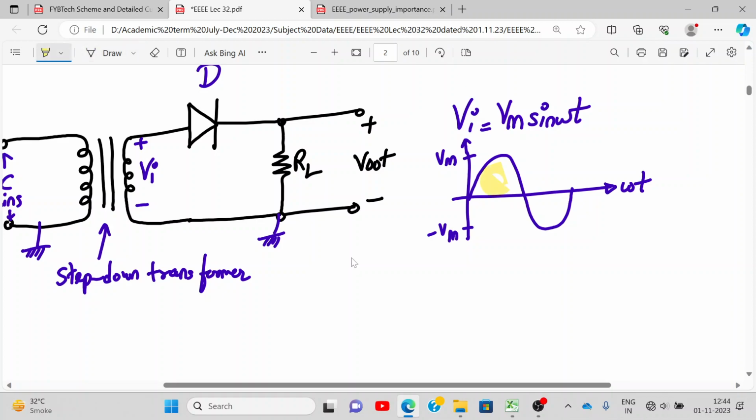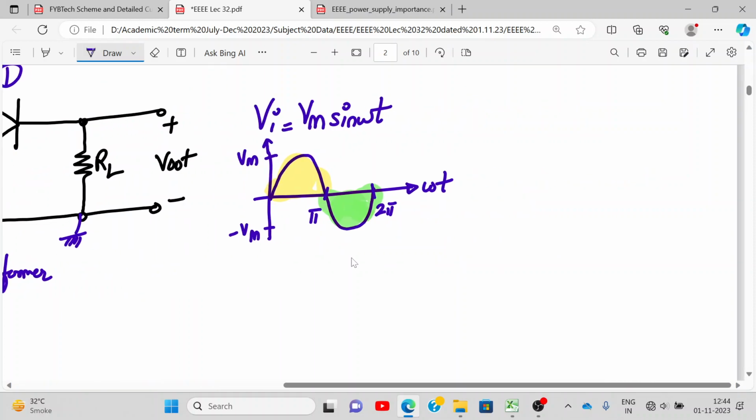So this I consider as a positive half cycle, and the other one will be the negative half cycle. And it will repeat itself. This will be pi. This will be 2 pi. And it will go on repeating. It's a periodic AC signal. What is Vi called as? Vi is called as the secondary voltage of the transformer. Secondary, write it down. Secondary voltage of transformer.